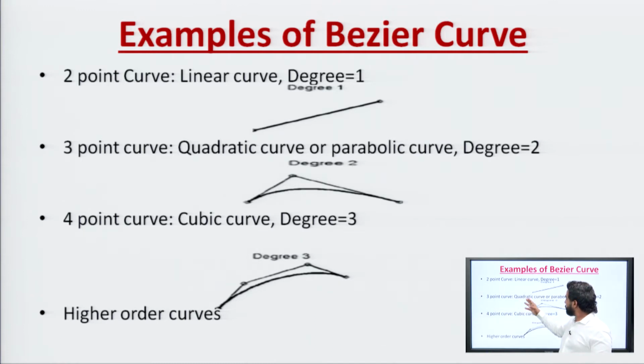Then we have the 3-point curve. This is also called a quadratic curve or parabolic curve. This is the 3-point curve.